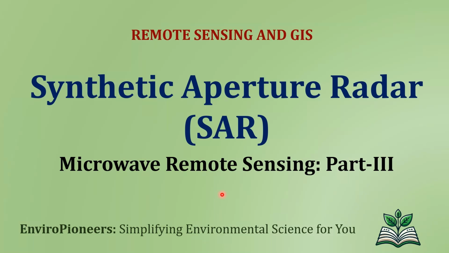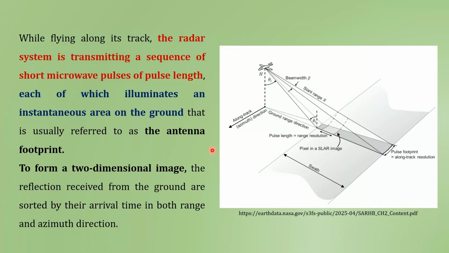In this video, we are going to learn the basics of synthetic aperture radar, an advanced technique within active microwave remote sensing. Till now, in the last two videos, we have learned that when a platform moves along a track, the radar system illuminates a particular portion of the terrain by transmitting a sequence of short microwave pulses, which are characterized by their pulse length. The instantaneous area on the ground being illuminated is referred to as the antenna footprint.